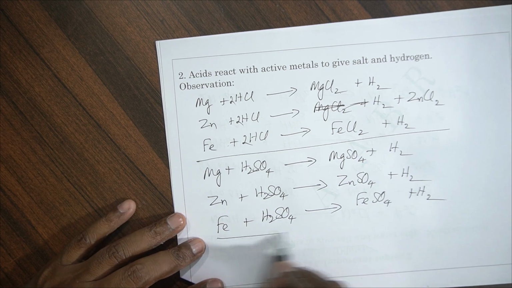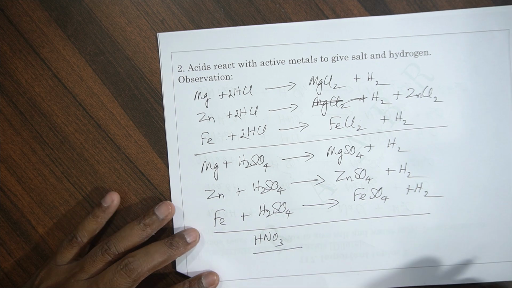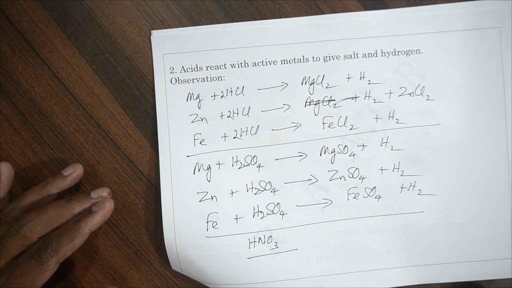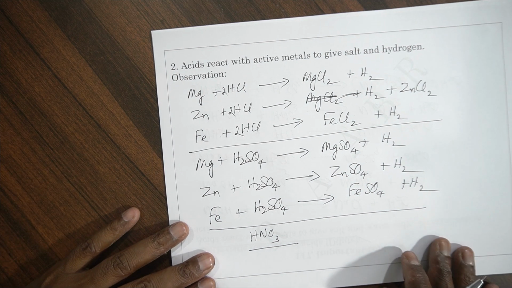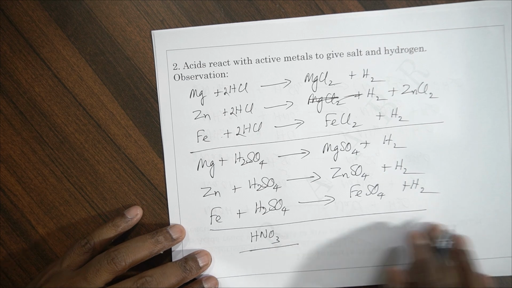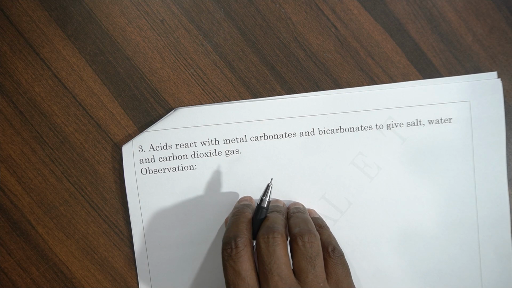Now if you take nitric acid, HNO3, nitric acid does not give hydrogen, that we have studied. So it will produce hydrogen only with magnesium at a very dilute stage. 1% cold nitric acid, otherwise it does not. Then we have the third.